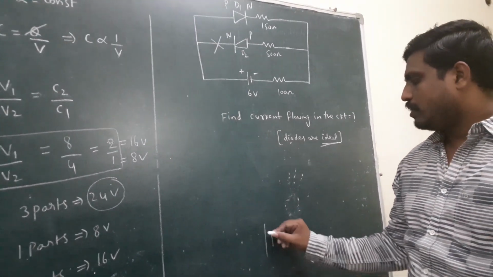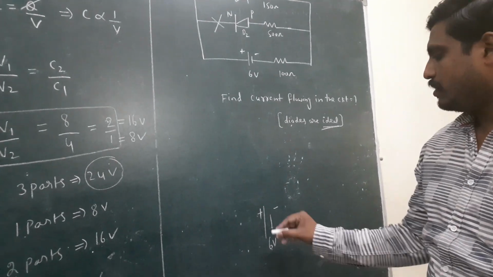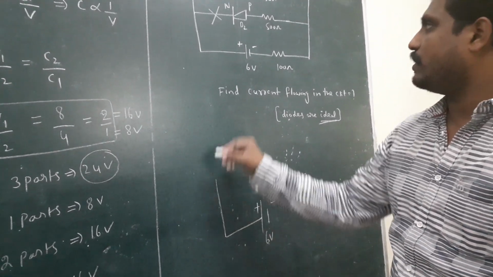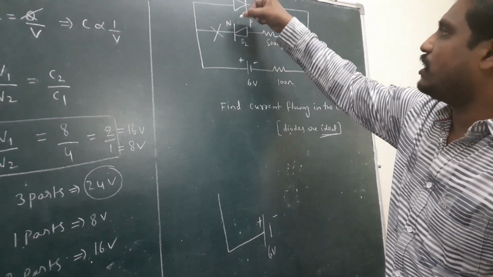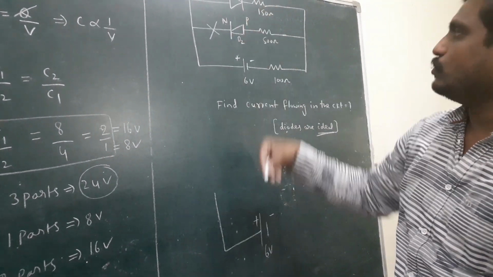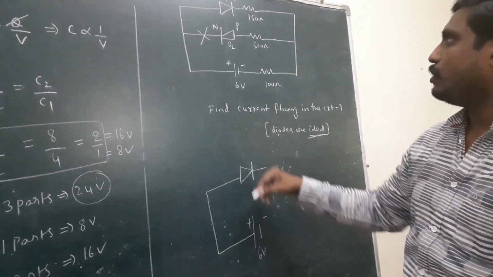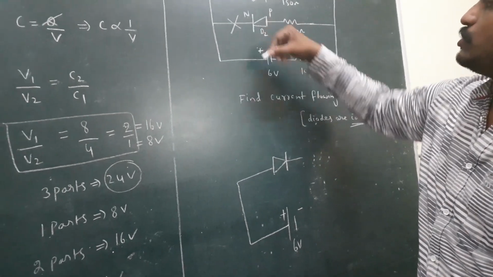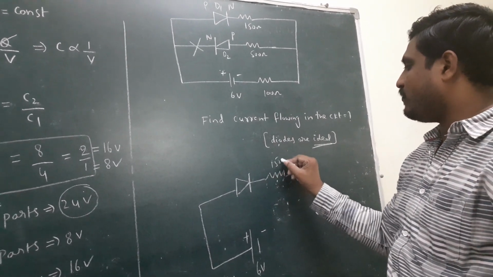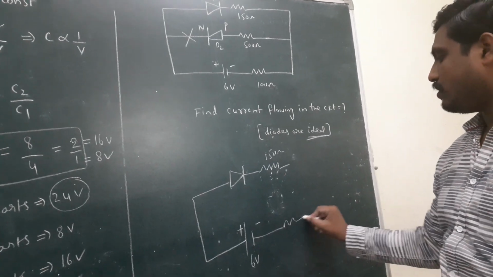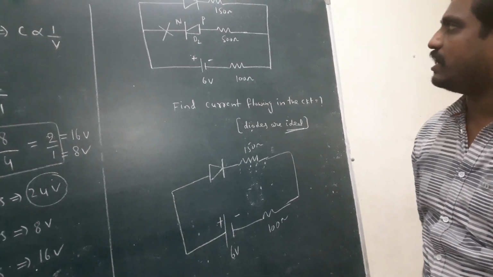Here look, this is the plus. This is the minus. Here 6 volts is there. This is the reverse bias, it does not allow the current because N is connected to positive. Next, Nana, this is the diode. This diode allows the current because P is connected to positive. This bias is said to be a forward bias. Here 150 ohms is there. Here 100 ohms is there. This is the diagram.